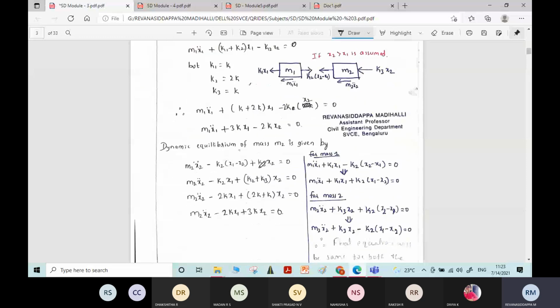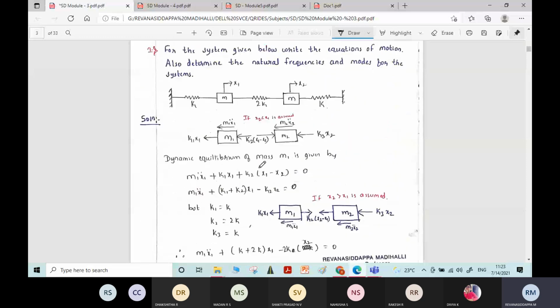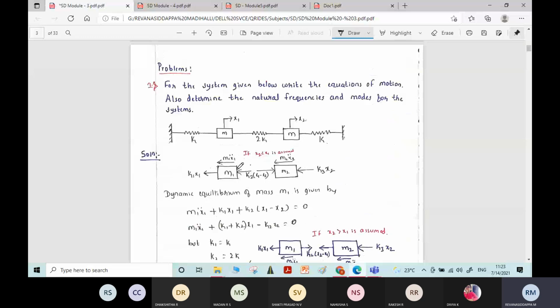Same procedure for all the problems. I'll explain one problem in detail. For the system given below, write the equations of motion, and also determine the natural frequencies and modes for the system. For the system given, you have to find the natural frequency and the mode shape values.